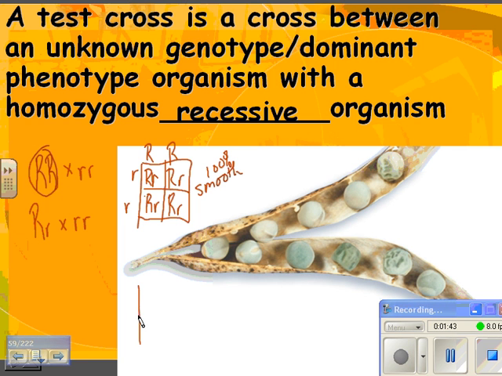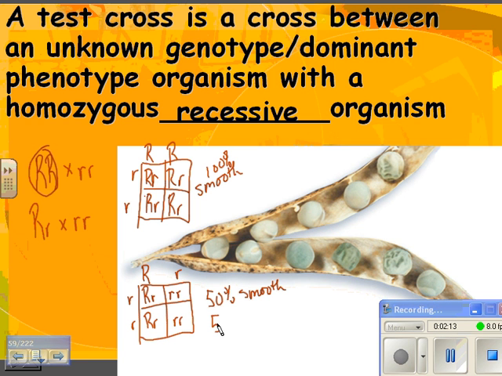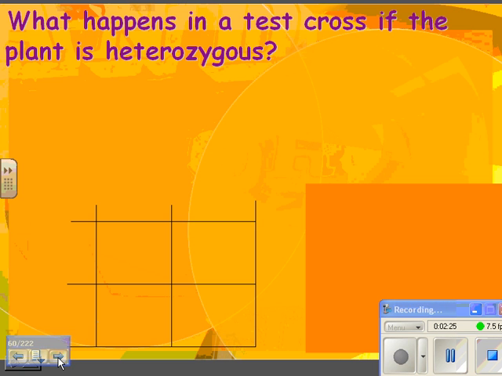If it's this one, though, when this one makes its gametes, they separate out. You've got some gametes big R and some gametes little r. And then this one's gametes go here, and I end up with big R, little r, and big R, little r. And this one fertilizing that one gives me big R, little r, little r. And that one fertilizing that one gives me little r, little r. So I end up with 50% of them smooth, and 50% of the babies wrinkled. And I know, hey, the parent, this one that I didn't know, must be this. So that's a test cross.